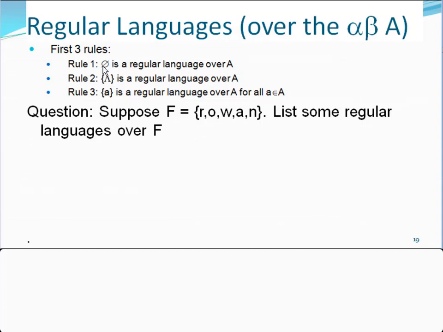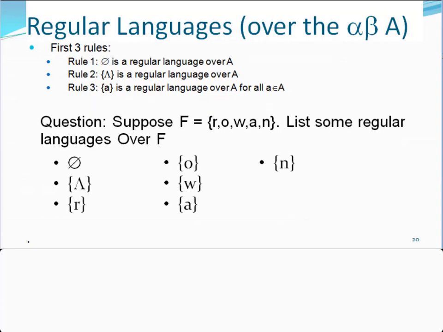The first rule here, pretty simple, right? We end up with the empty set. The second rule, we end up with the set containing lambda. The interesting one is this one, right? So it's the set containing every symbol for any symbol in my alphabet. So in this case, my symbols are R, O, W, A, and N. So the additional sets that I get that are regular over F, given that F is this alphabet, are a set containing R, a set containing O, W, A, and N.